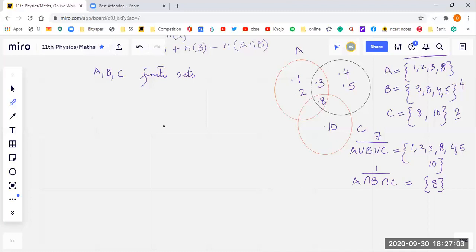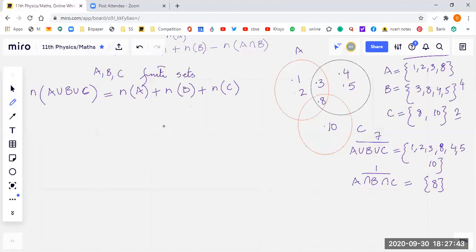So now I'm going to define, for any finite sets A, B, C, the number of elements in A union B union C. I've already defined this for two sets. I'm going to extend this for 3 sets. Then you can yourself extend this to 4 sets. Not a difficult thing. So this is equal to number of elements in A plus number of elements in B plus number of elements in C. I would request you to write down.